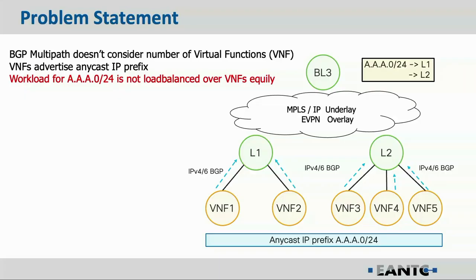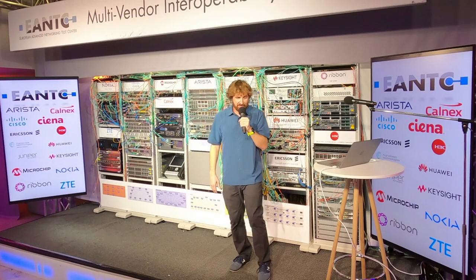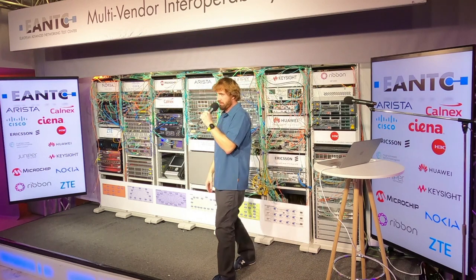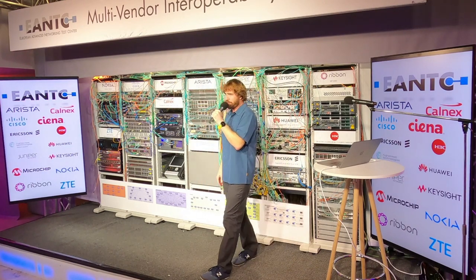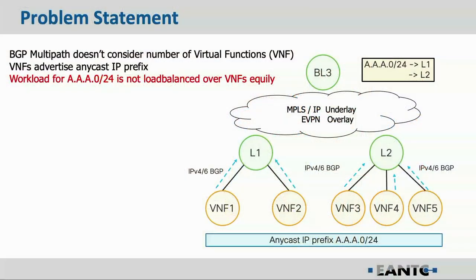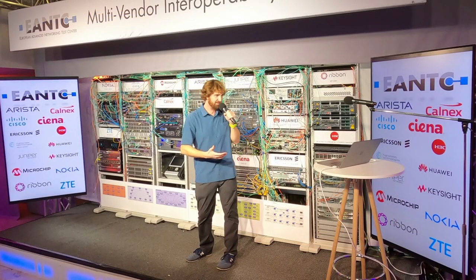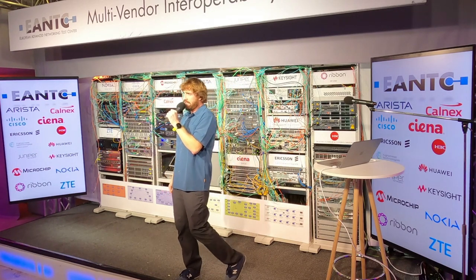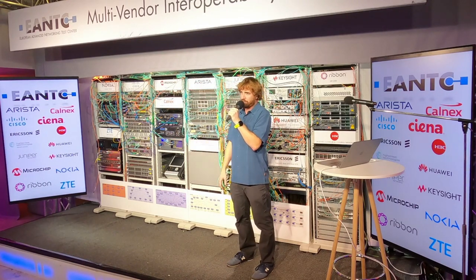First problem. When we look at typical networking, ECMP and load balancing is designed to optimize the network resources, right? But typically in the data center, when you have some workload on the compute, in this case represented by the virtual functions, we have five virtual functions here. You want to be sure that the workload will be properly distributed over all the five VNFs. Unfortunately, when you take the standard mechanisms, like for example BGP multipath, for this particular example, you will see that the prefix, which we are using the same one here, AA/24, which is basically represented by all the five VNFs, is ECMP over both of the leaves equally.